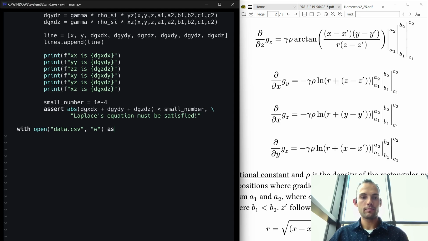With open data, this file. Line and lines. How do you just write a line of data? Man. Oh, what we could do is... I think this might have to be a tuple. Ugh. What I can do is this.